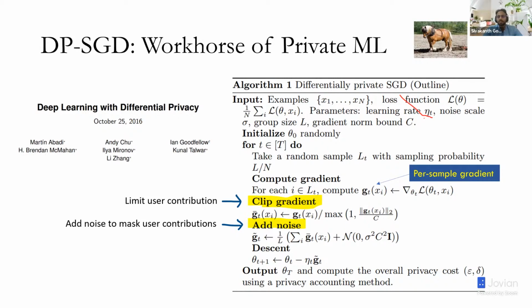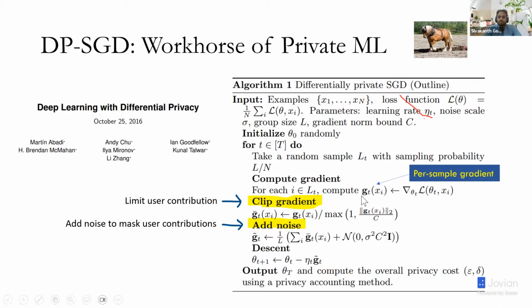Now we want to make it private. And we are going to use the recipe that I showed you, which is that you first have to limit user contributions, and then you need to add noise to mask user contributions. Because each gradient is computed on a particular user sample, it is private information. The gradient is telling you some private information about this user. So you need to limit the user's contribution.